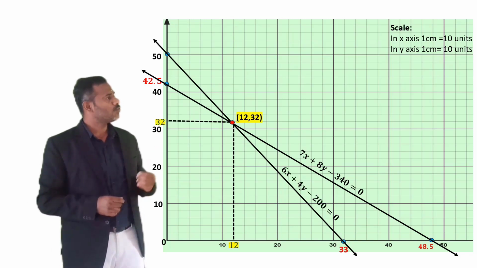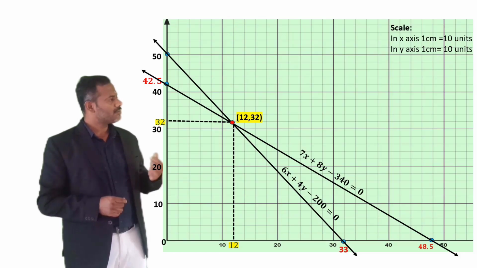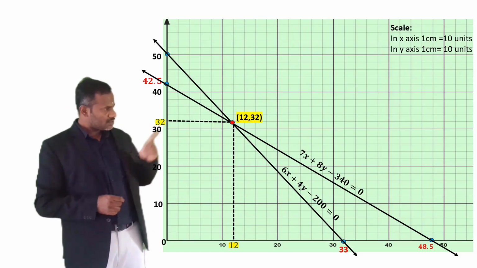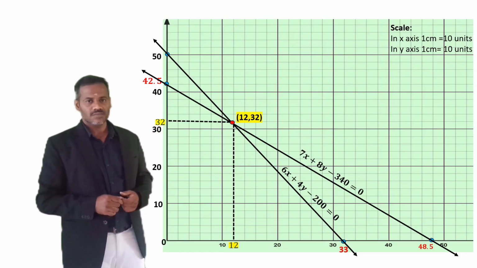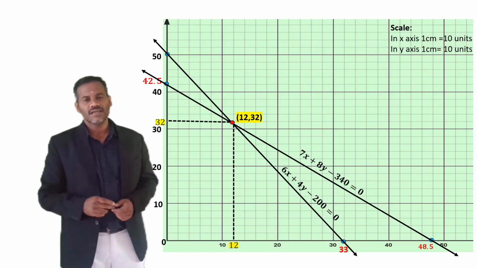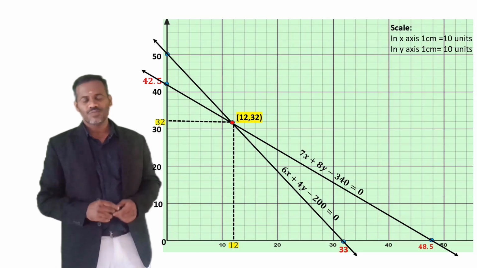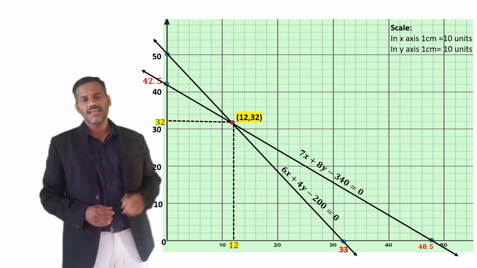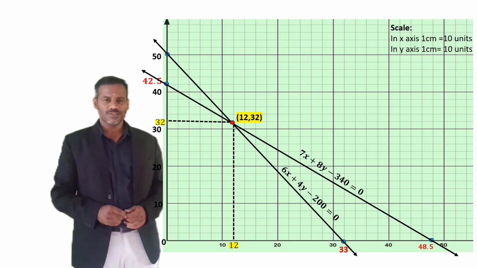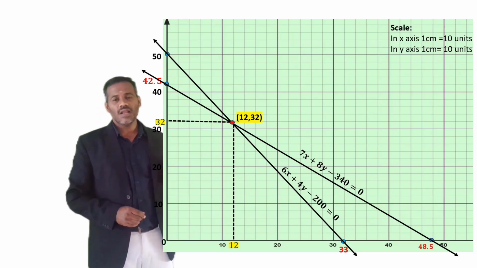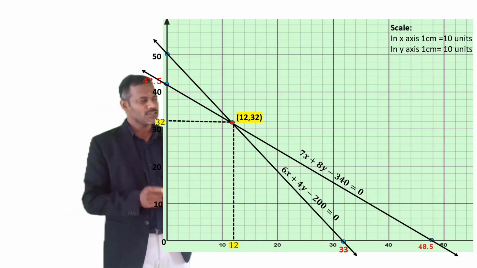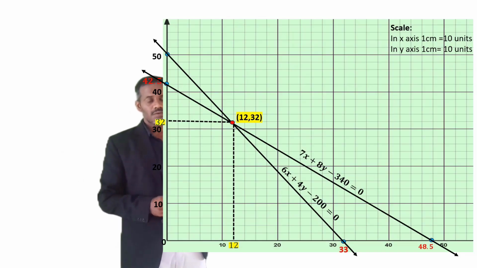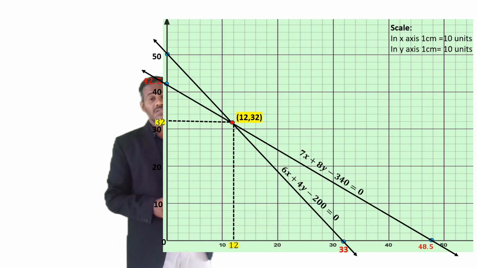For the second equation, x value is 0 and y value is 50, and 33.3 and y value is 0, and these lines intersect each other. And they intersect at a point x equal to 12 and y is equal to 32. So the graph has intersecting lines and we have a unique solution for this. So the x value is 12 and the y value is 32. If you substitute these two values, which means 7 into 12 plus 8 into 32 we get 340, and 6 into 12 plus 4 into 32 we get 200.